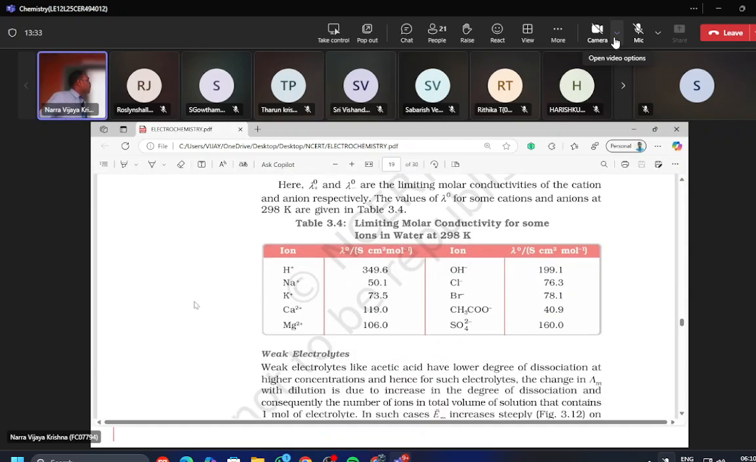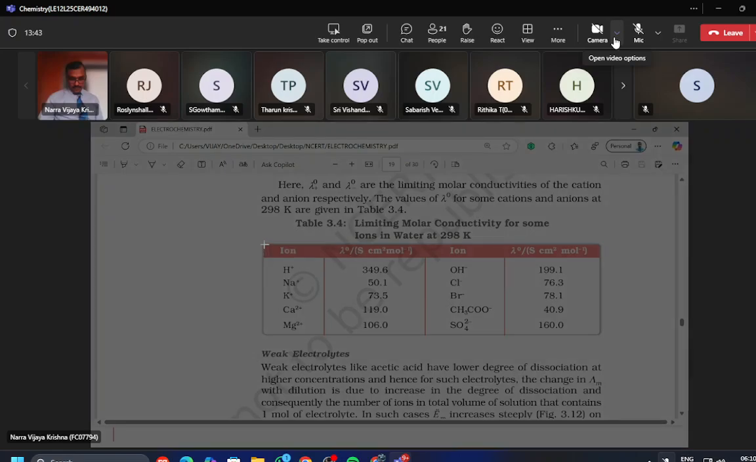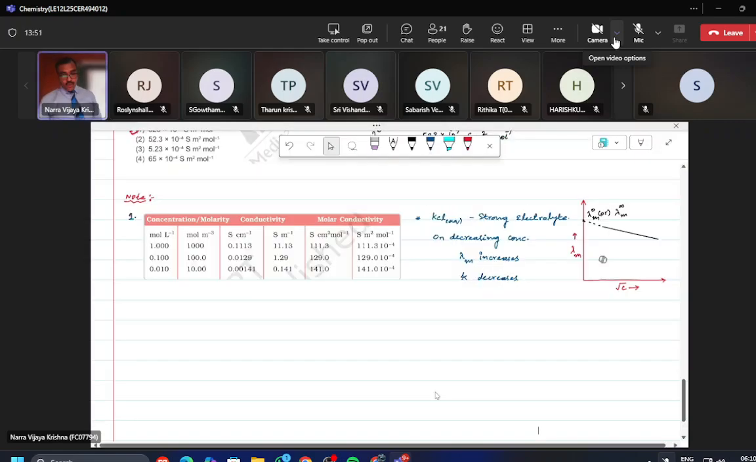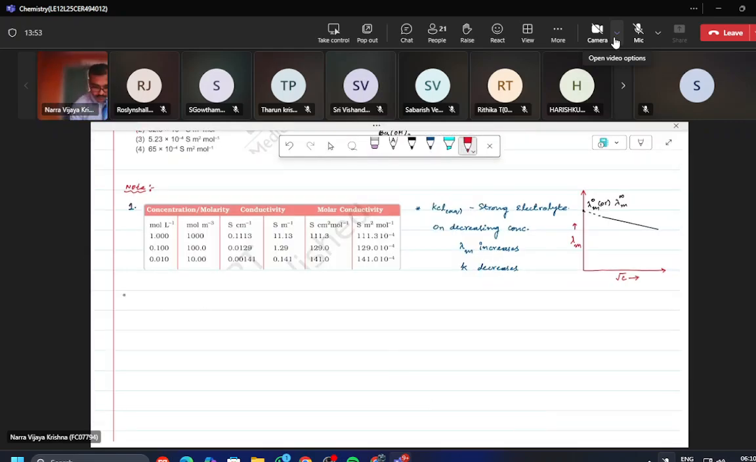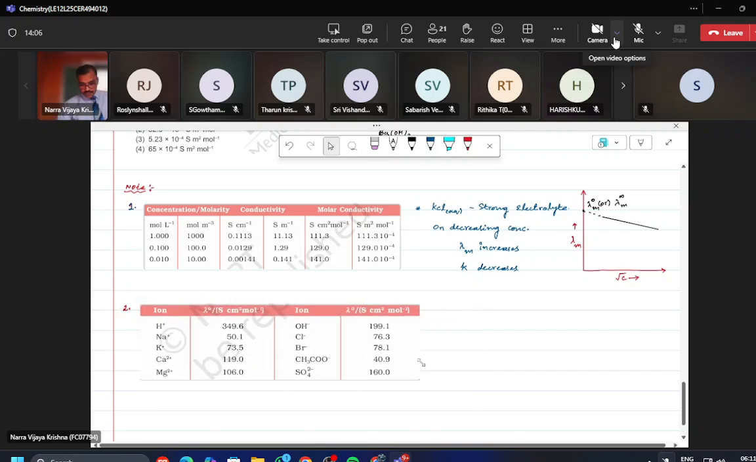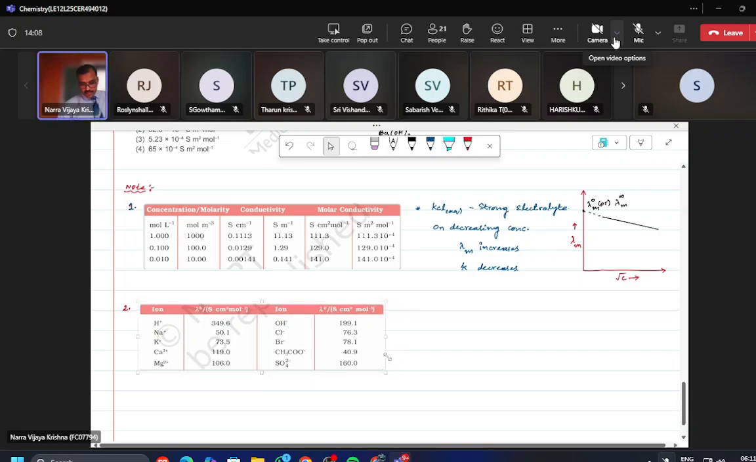Now observe this. Limiting molar conductivity of some ions in water. Right? Second table. All these are lambda naught values, lambda naught values of different ions. So under note 0.2, another table from NCERT. See this table? Observe the values.